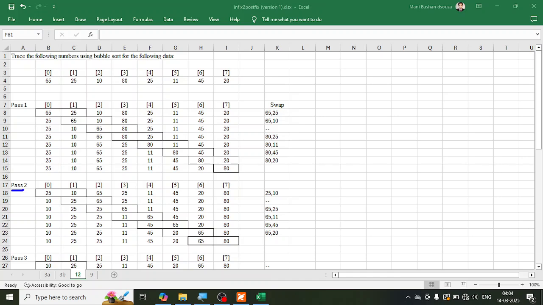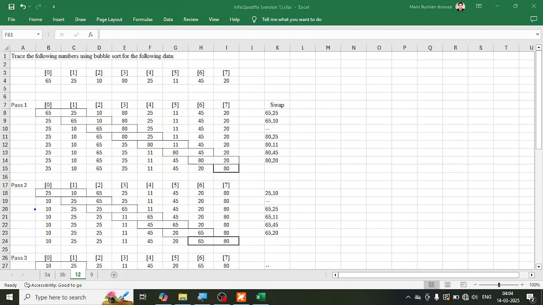In pass number 2, we will start again with the first element and the next element. So compare 25 with the 10. You notice that 25 is larger. You interchange their position. So 10 will come to the position of 25, and 25 will come to the position of 10. In the second iteration, take 25 and 65. You notice that 65 is larger, 25 is smaller. So you don't do any swapping.